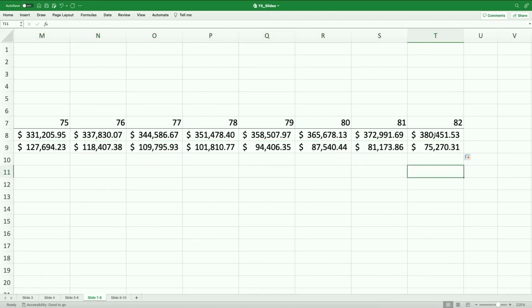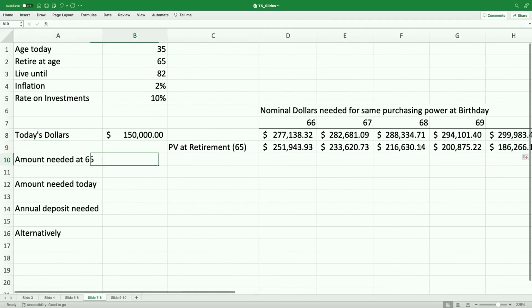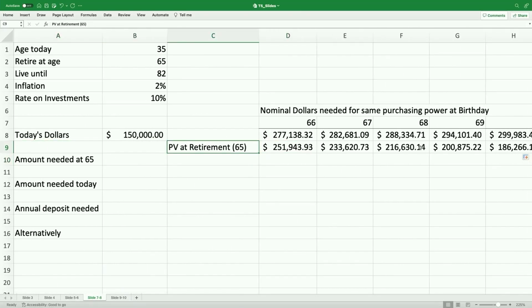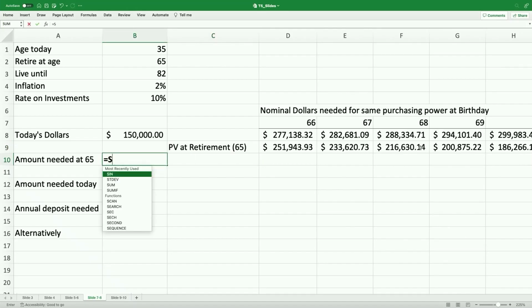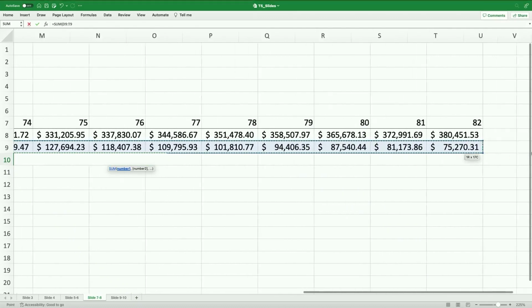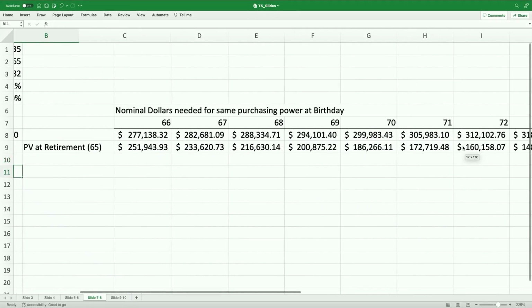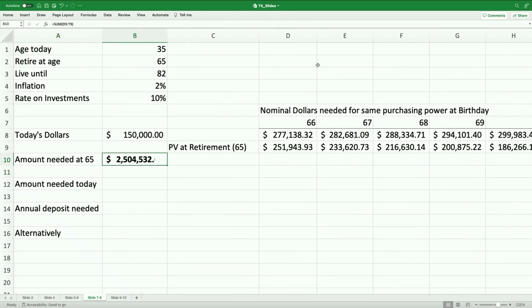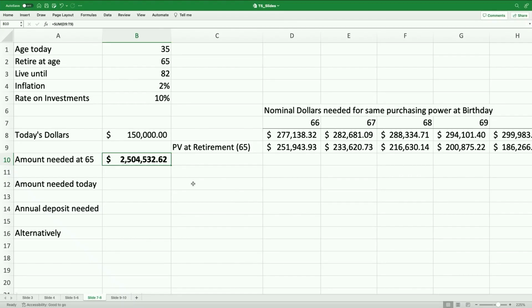And so, for example, this $380,451.53, which is what I need in year 82, when I discount it back to year 65, it's 75,000 and change. All right, so those are my individual PVs at retirement year 65. So then the amount I need in the account at year 65 is just the sum of all those PVs. Close parentheses. And that number is about 2.5 million. Let me make this a little bigger so we can see it. 2.5 million.